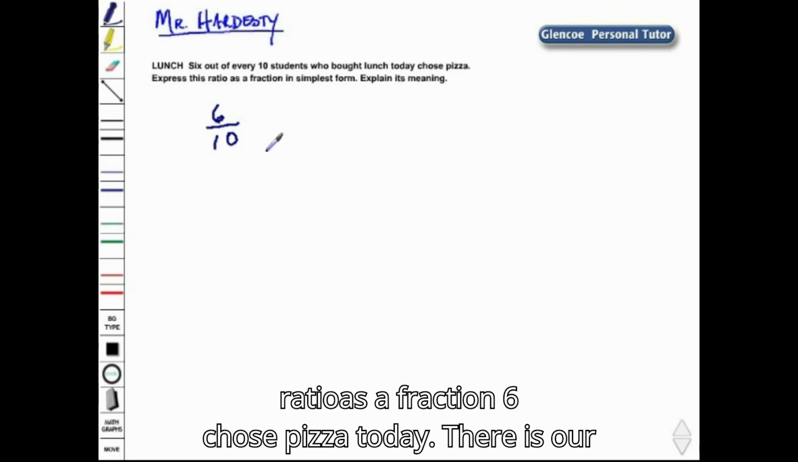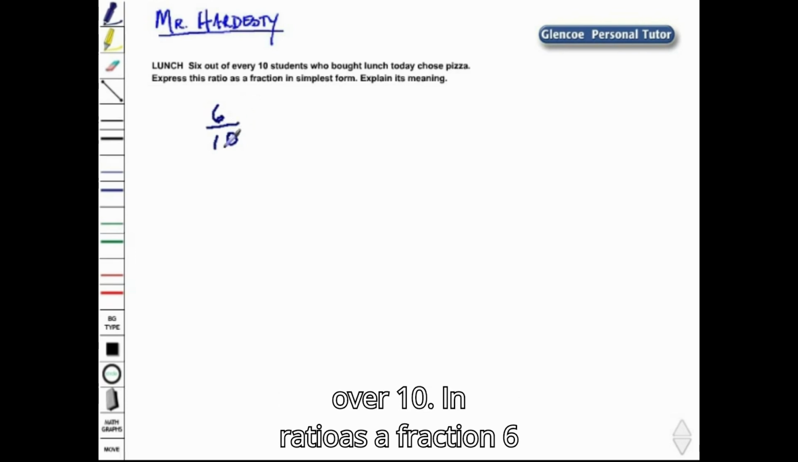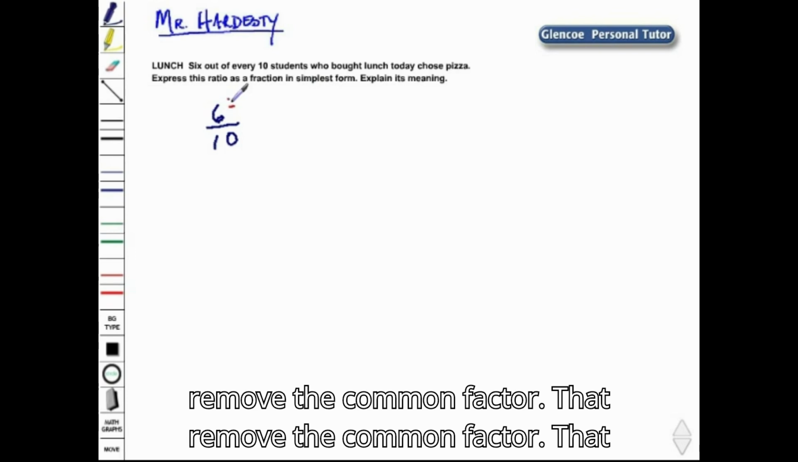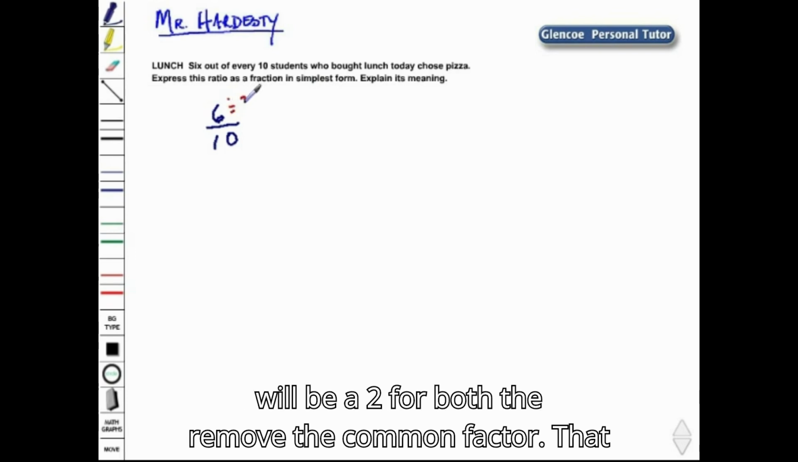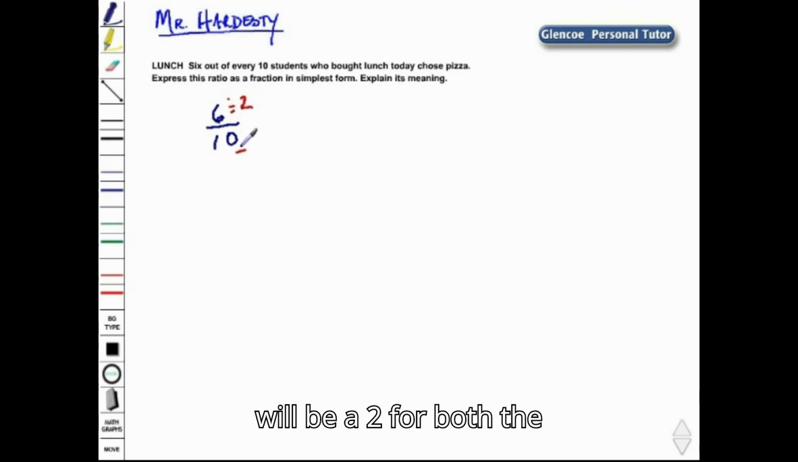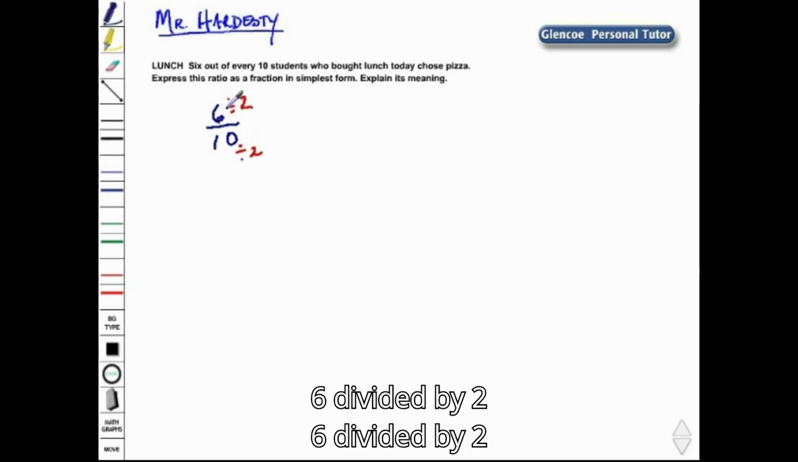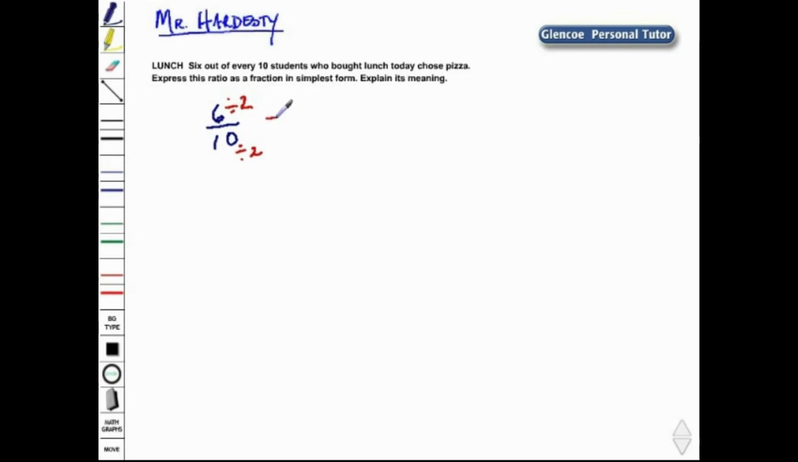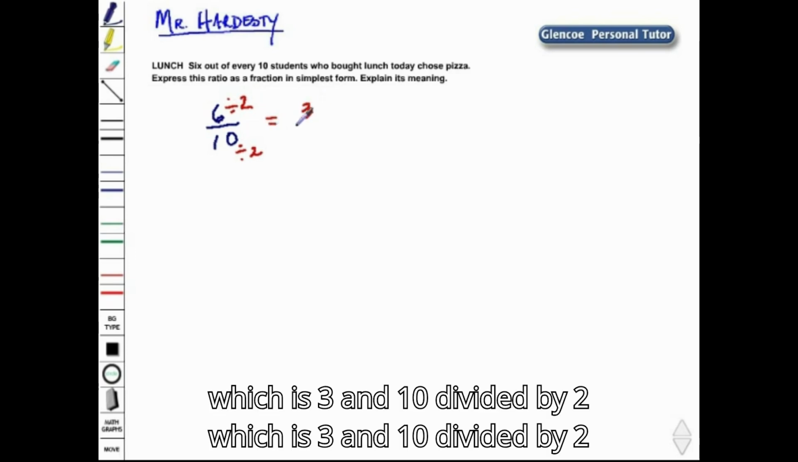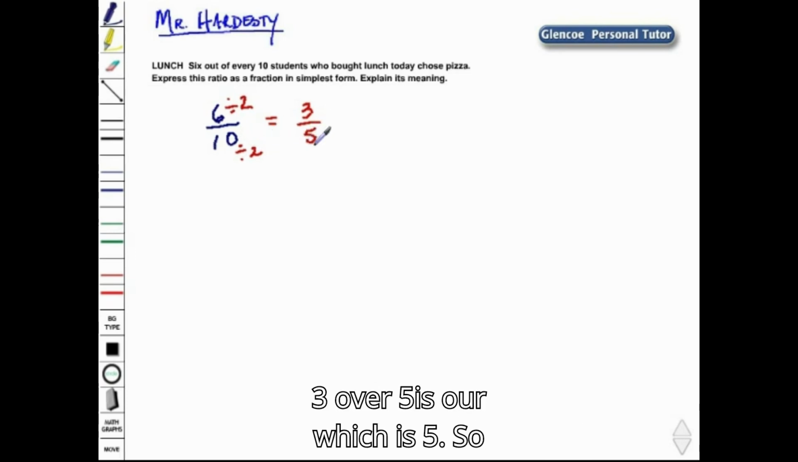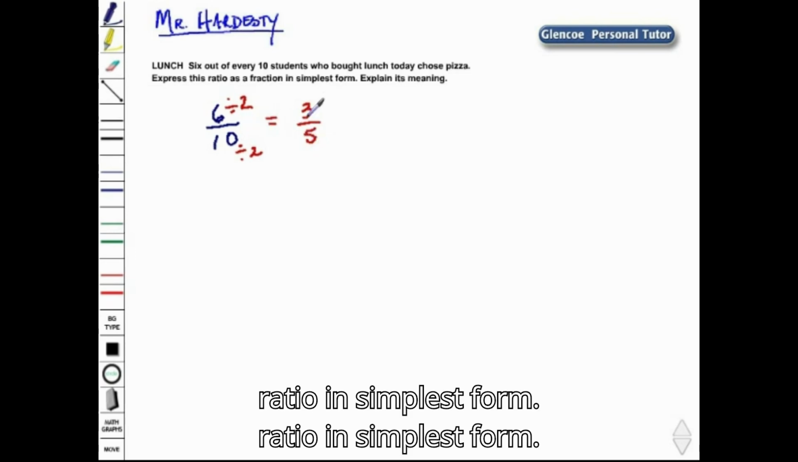6 out of 10 chose pizza today. There is our ratio, 6 as a fraction over 6 over 10. In simplest form, we want to remove the common factor. That will be a 2 for both the numerator and the denominator. 6 divided by 2 is 3, and 10 divided by 2 is 5. So 3 over 5 is our ratio in simplest form.